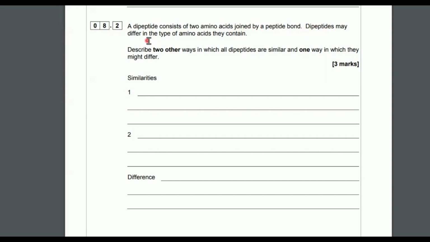8.2. A dipeptide consists of 2 amino acids joined together by a peptide bond. Dipeptides may differ in the type of amino acids they contain. Describe 2 other ways in which all dipeptides are similar and one way in which they're different.